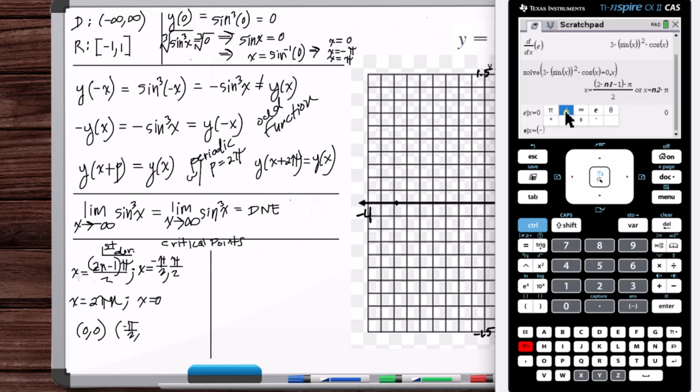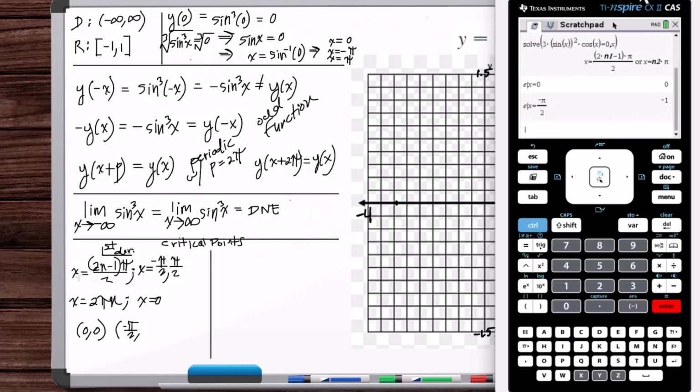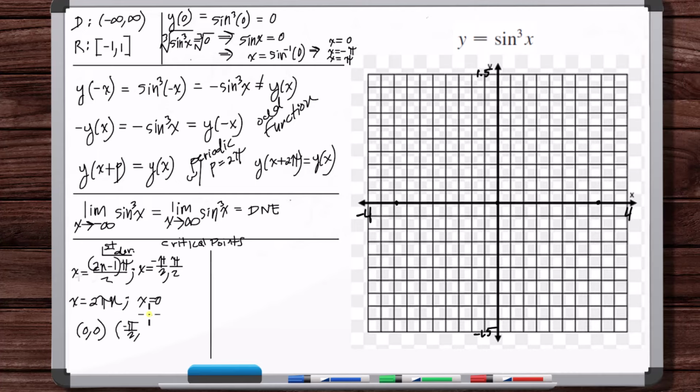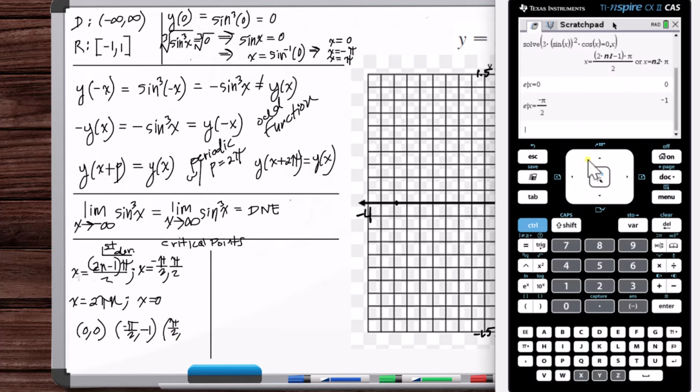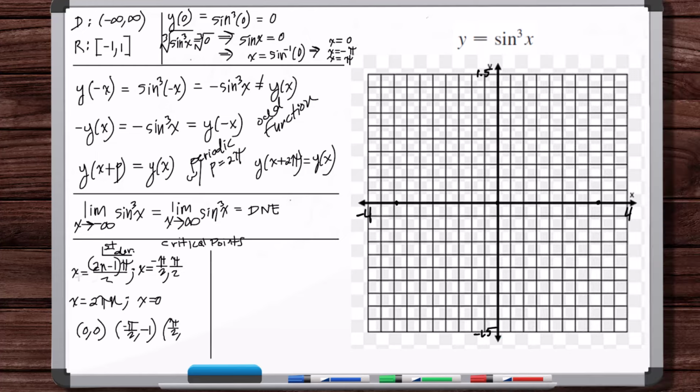Now, what is the function at minus pi over 2? Minus 1. And at pi over 2, it's 1. Okay.